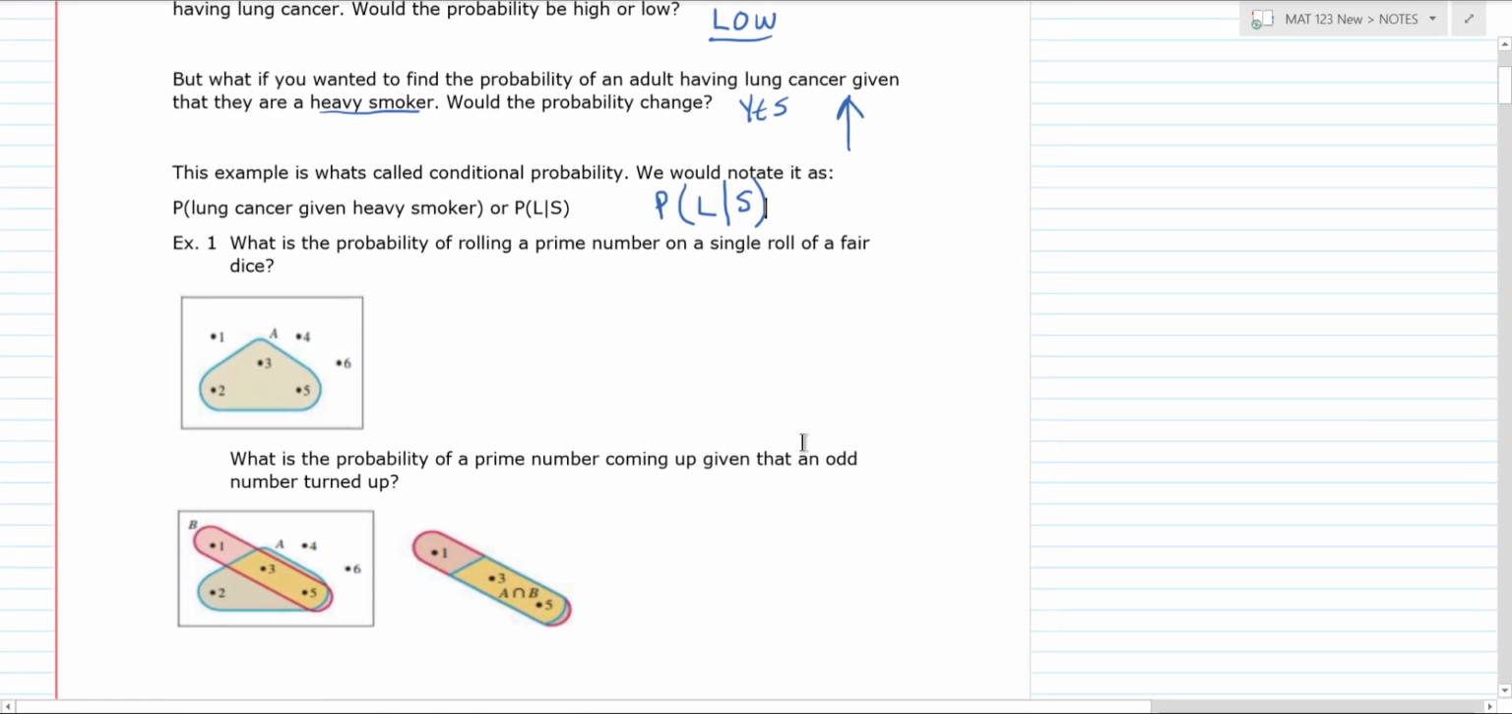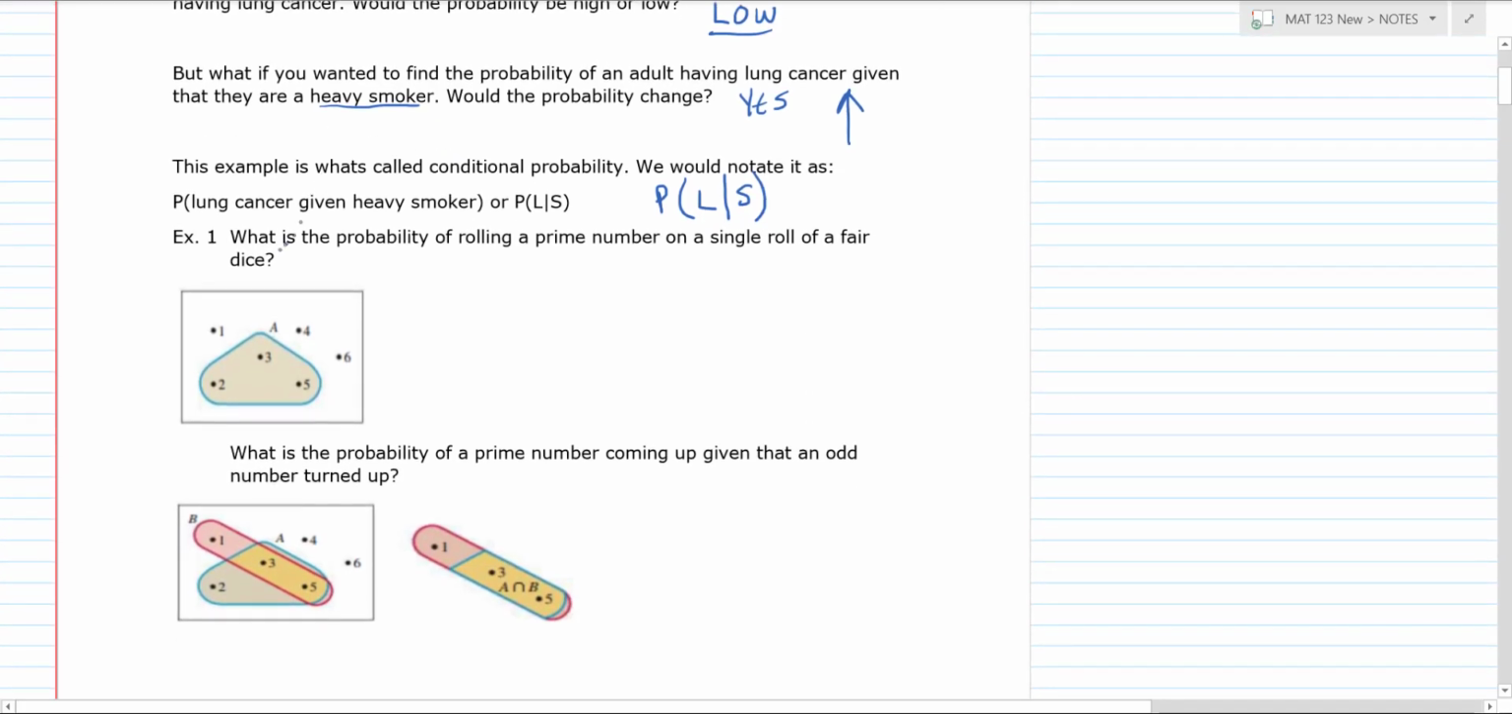Okay, I'm going to go over this problem. This is a good illustration of this. It says, what is the probability of rolling a prime number on a single roll of a fair die? Well, we can figure that out pretty easily. The prime numbers are 2, 3, and 5. So out of this sample space of 1, 2, 3, 4, 5, 6, there are 6 things that can happen when you roll a 6-sided fair die, and 3 of those are prime numbers, so that would be a 1/2 probability.